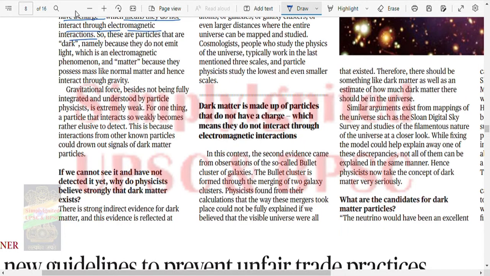Gravitational force, besides not being fully integrated and understood by particle physicists, is extremely weak. For one thing, a particle that interacts so weakly becomes rather elusive to detect. This is because interactions from other known particles could drown out the signal of dark matter particles. You understand it?